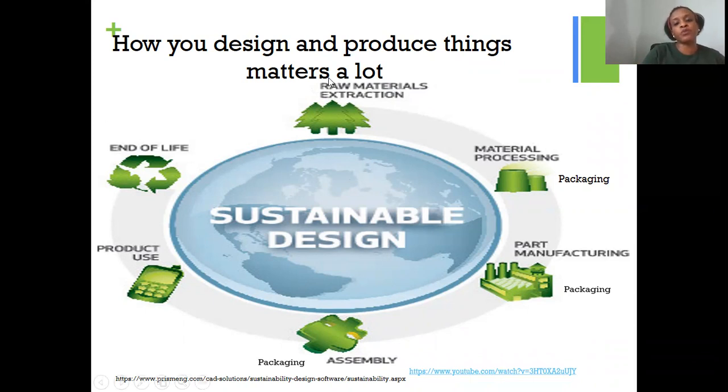For example, the first stage in the cradle to grave cycle of a product is raw material extraction. After the raw material is extracted, it is passed on to a material processing stage, and there's a bit of packaging there. Then it is moved on to part manufacturing and package, then assembly and package too. After that, we get into the product use phase of that product, and finally the end of life.